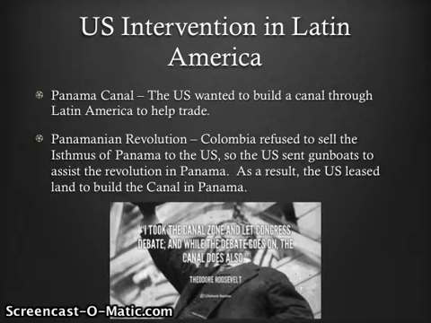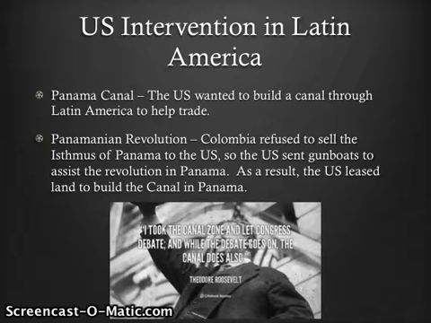So there was a good area in Panama called the Isthmus of Panama in which we could build a canal across, but it was owned by Colombia. Colombia wouldn't sell that area to the U.S., so the U.S. ended up sending gunboats to assist the revolution in Panama. The U.S. started a revolution in Panama and sent gunboats down and basically threatened Colombia that if they messed with the revolution, then we would step in and stop it.